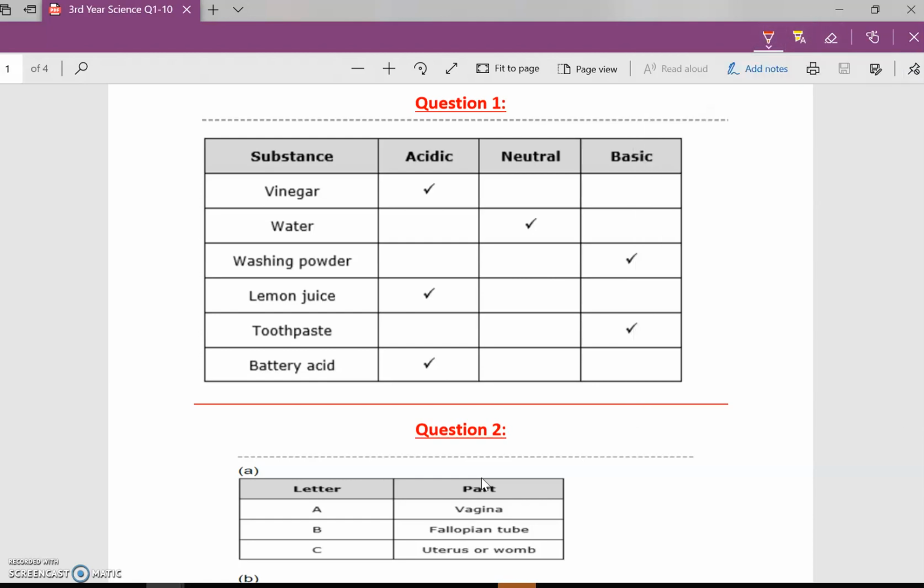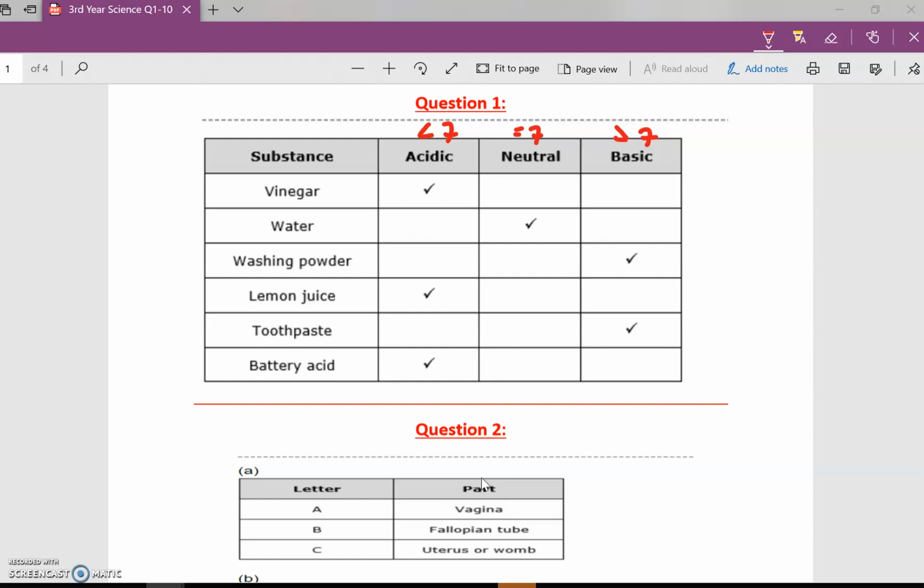So question 1, you're asked to list the substances as whether they're acidic, neutral or basic. So you have vinegar, which is acidic, and remember anything acidic has a pH of less than 7. Anything neutral has a pH equal to 7, because it might possibly give you numbers, but they don't in this particular case.